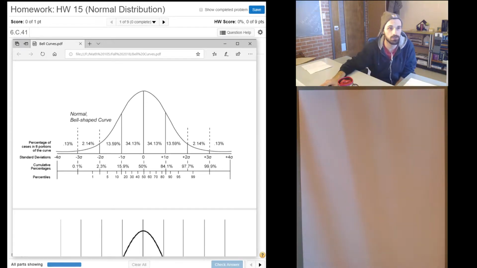Okay, so on to homework 15, the normal distribution. So what I have shown here is a normal distribution. A normal distribution is simply a distribution where your mean equals the median equals the mode, and that would be this middle value. So when the mean equals the median equals the mode, we saw that gives us this nice symmetric bell-shaped curve.